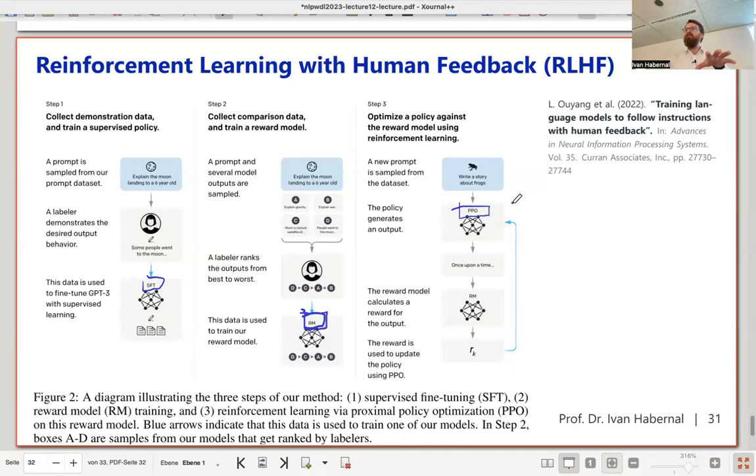There are three steps. One of them is supervised fine tuning. As we had before, you let people write things, which costs a lot of money. Then you let people annotate things. It's actually cheaper to compare, because if you see two outputs, you compare them very quickly and say this one is better than the other. It's cheap. You don't have to write it.